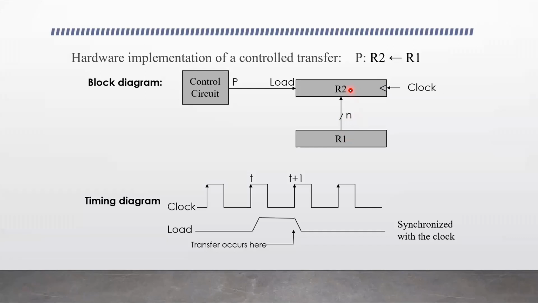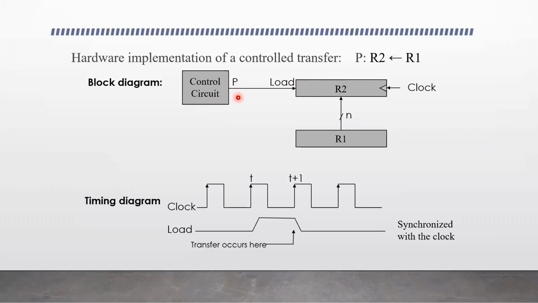And here the control circuit generates the value of P. This is a control variable P generated by the control circuit. When the circuit generates the value of P and it is 1, the load of input into R2 will happen. This load into R2 will happen when the value of P is equal to 1.